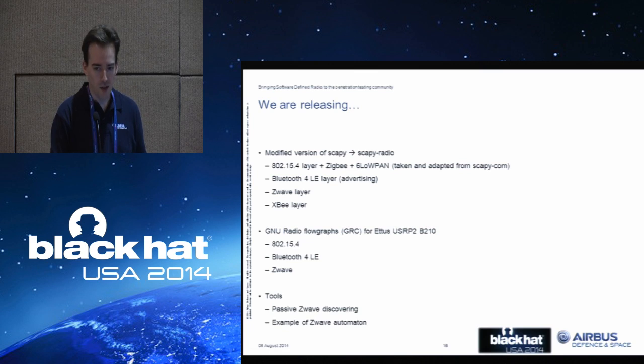We're also releasing external tools around Z-Wave, for passive Z-Wave discovery, so it will just sniff for packets and print out the Z-Wave networks that it can sniff, and all the equipment involved in this home automation network. And an example of a Z-Wave automaton that we will demonstrate later.